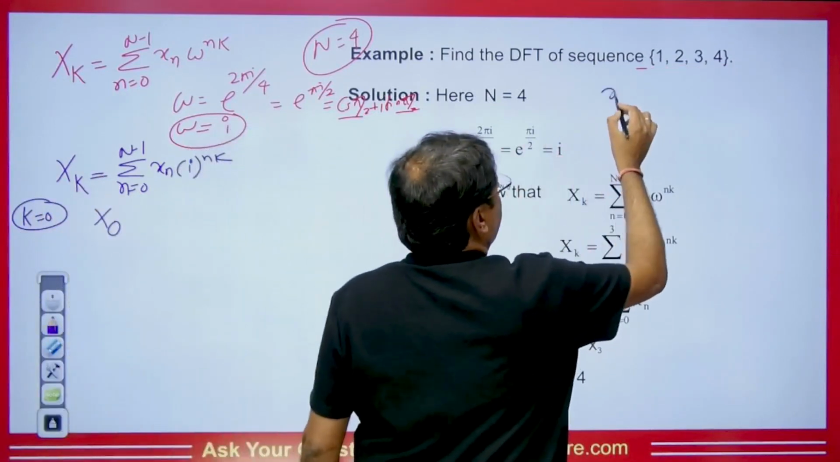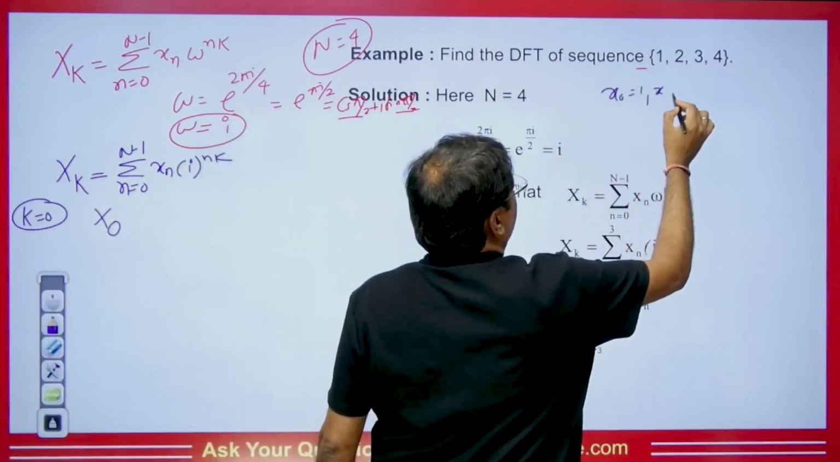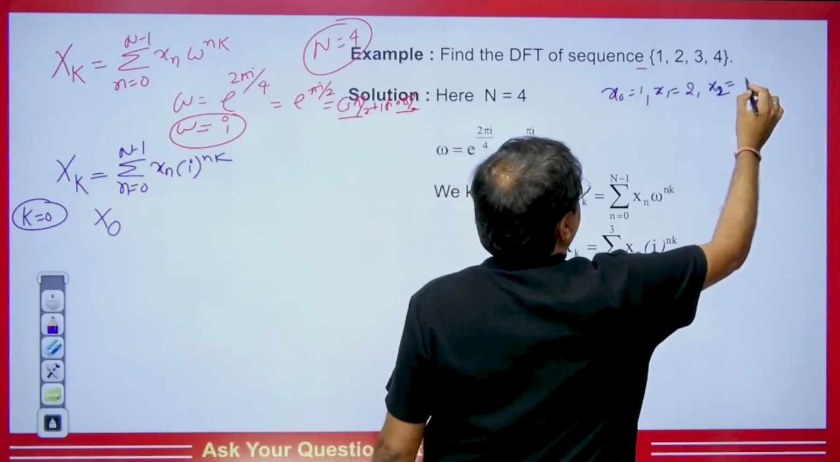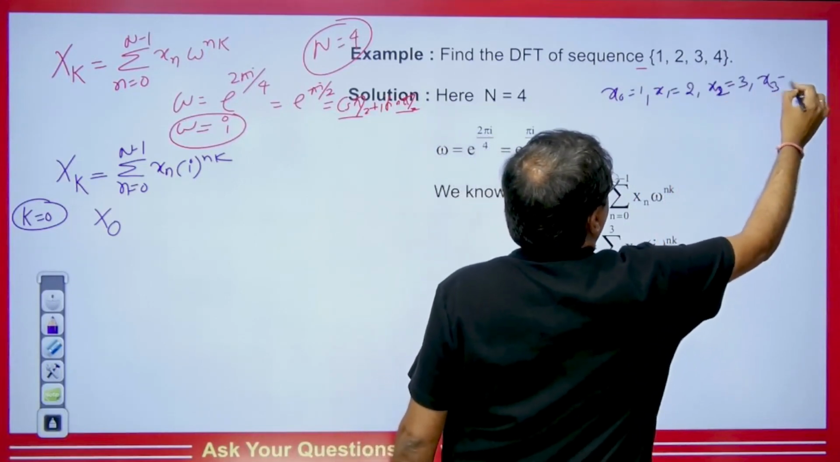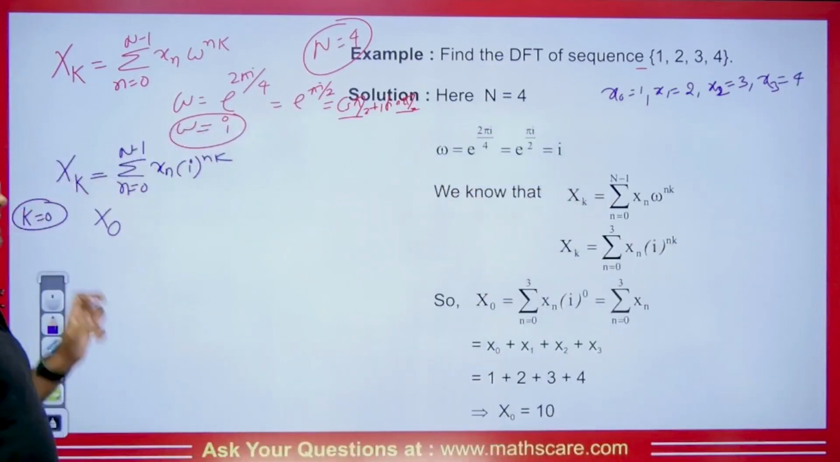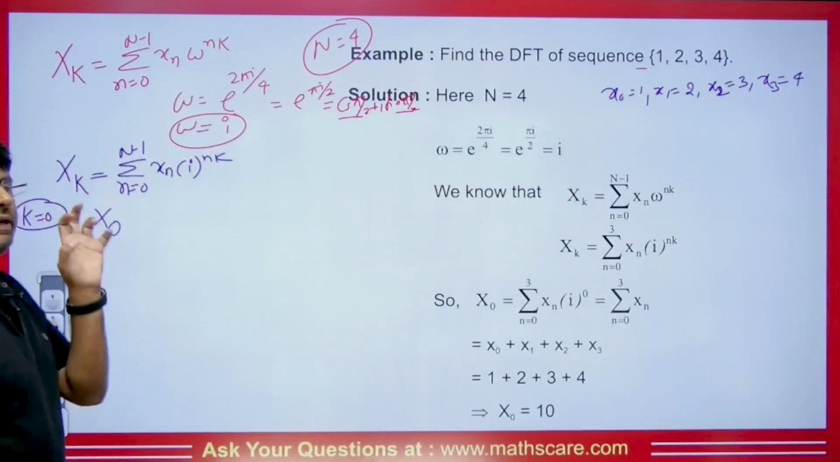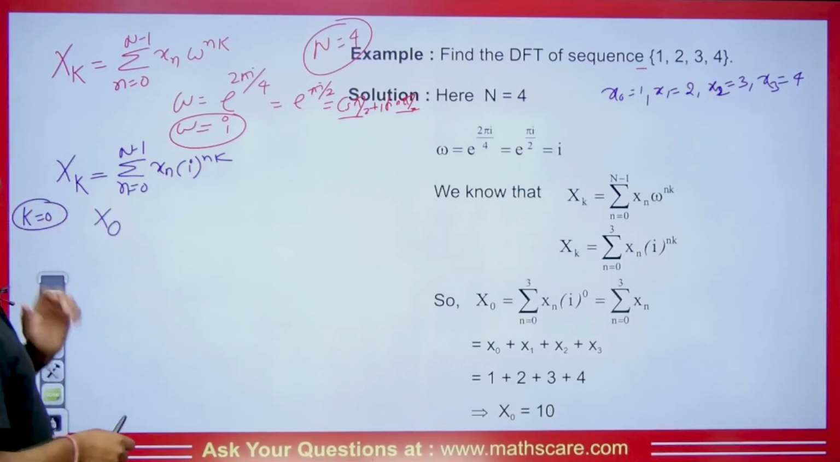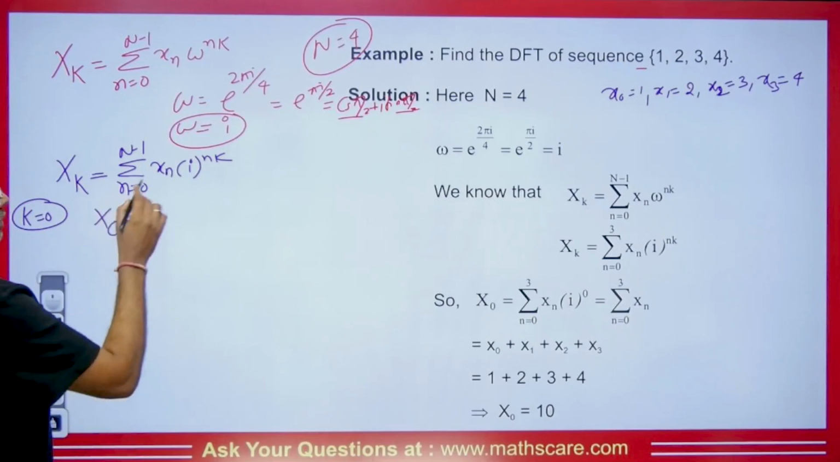Note that here the value of small x0 is 1, the value of small x1 is 2, the value of x2 is 3, and the value of small x3 here is 4. Is it clear? Keep this in mind. Corresponding to it, we will find capital X0, capital X1, capital X2 and capital X3, which will be its discrete Fourier transform.